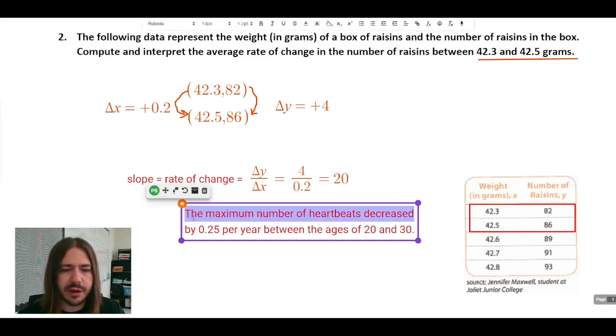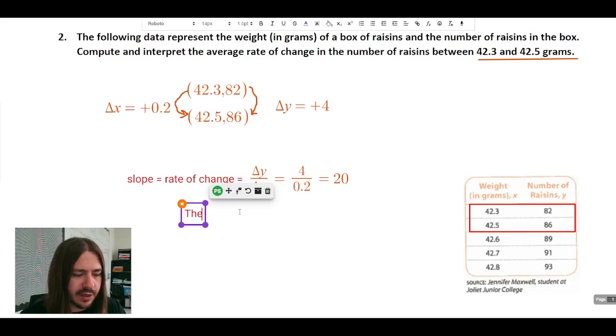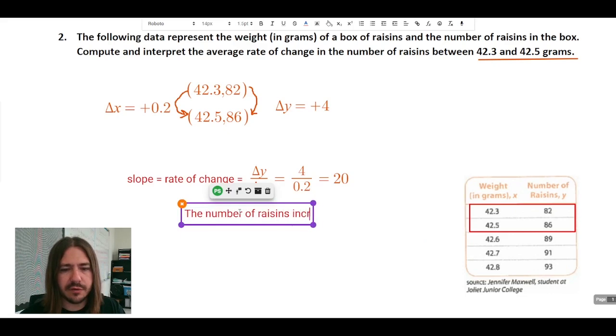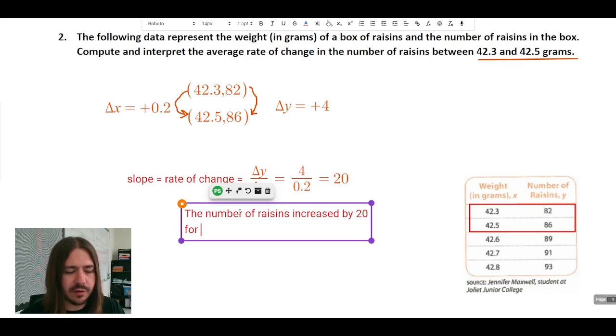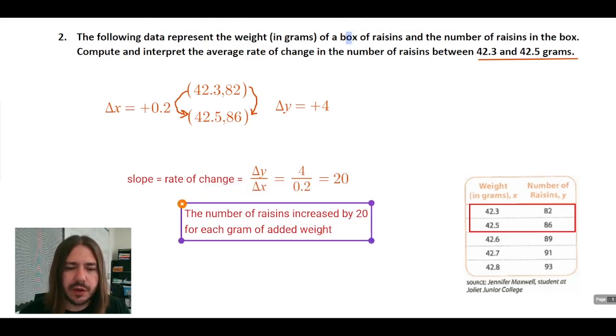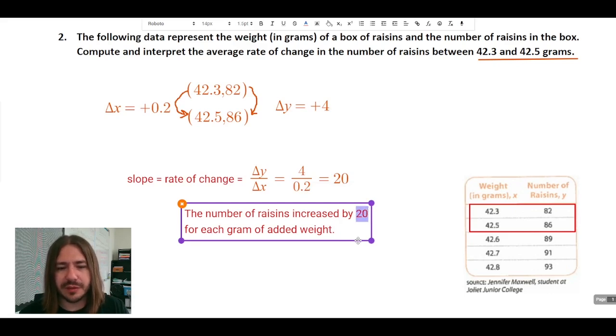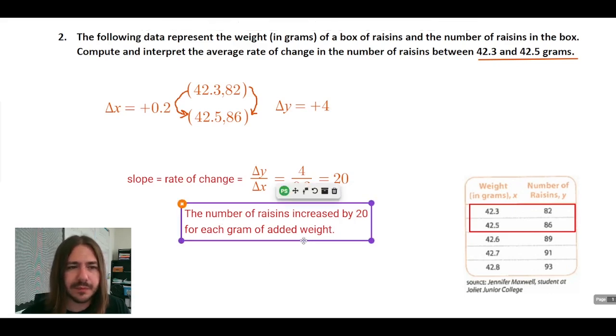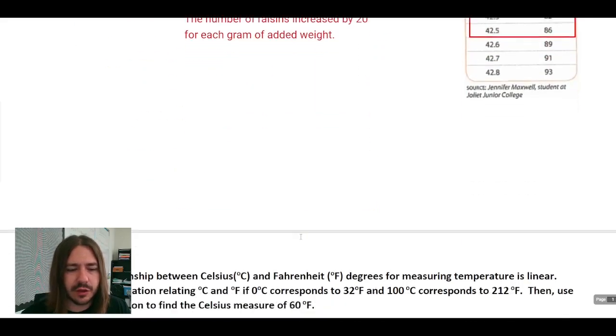So yeah, let's go ahead and write our final answer here. We can say the number of raisins increased by 20 for each gram of added weight. So the number of raisins is going to increase by 20 for each gram of added weight. The raisins don't weigh very much, so it takes 20 of them to increase the weight by 1 gram. Okay, there's number 2. Let's take a look at number 3.